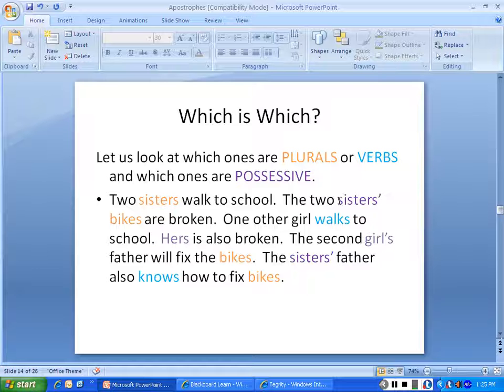The sisters' father also knows how to fix bikes. Here, there are two sisters, and the father belongs to them. We make it plural and then possessive by adding an apostrophe. The father also knows how to fix bikes. This knows is also subject-verb agreement and does not need an apostrophe. The bikes are plural and likewise don't need an apostrophe.